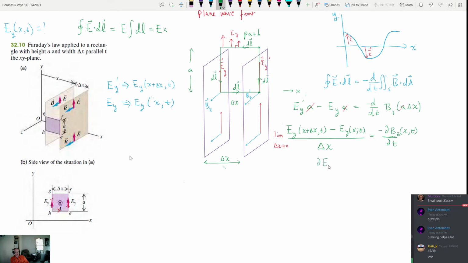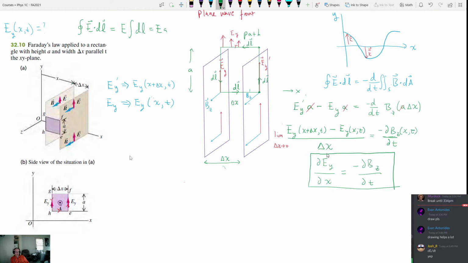Del Ey del x is equal to negative del Bz del t. That is that. There's no constants, nothing else, just the time rate of change of the magnetic field related to the space rate of change of the electric field here. Okay?